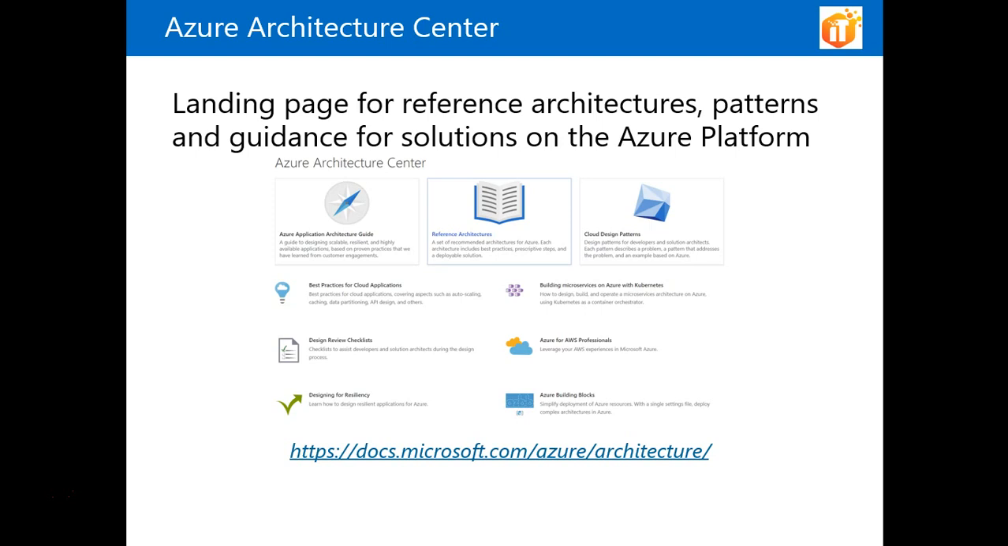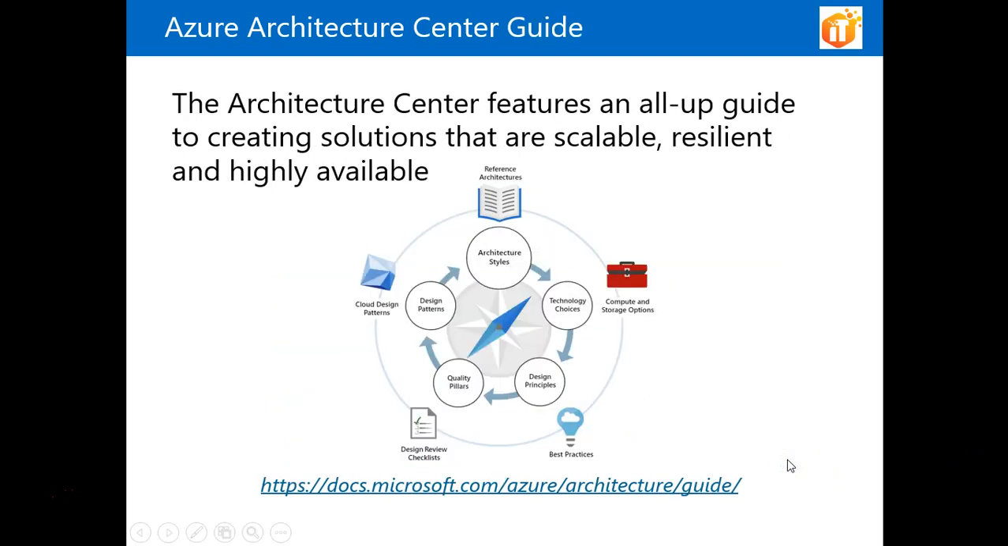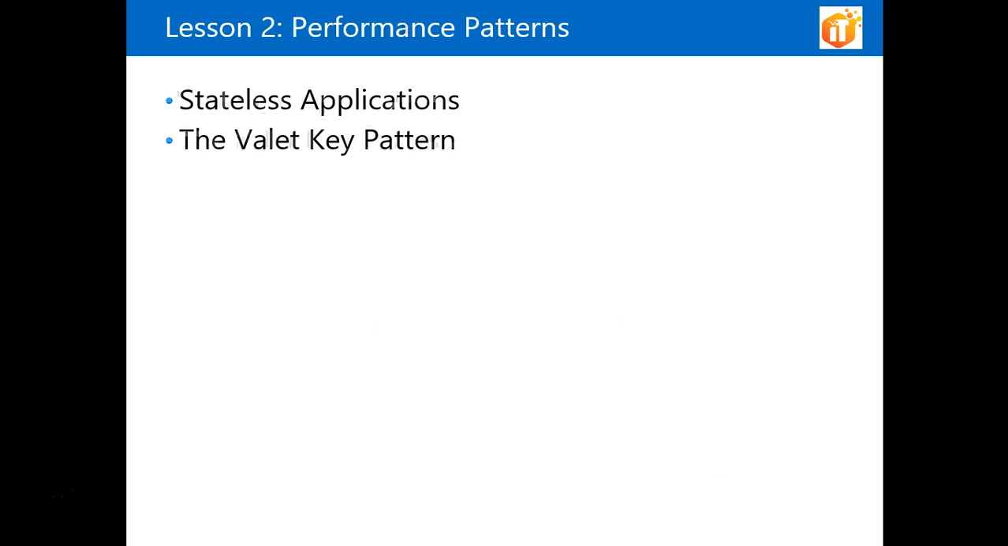You have identity and management for multi-tenant applications. You have Azure for AWS professionals, and you have microservice guidance for Azure using Kubernetes and Azure Container Service available in this particular location. So Azure Architecture Center features all of these things on this particular link. We'll go through it towards the end of this particular video.